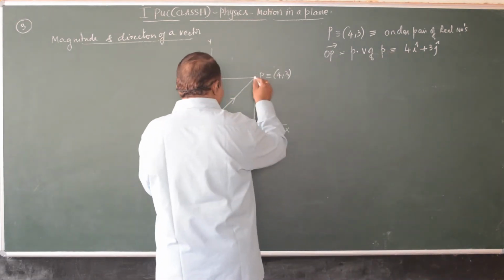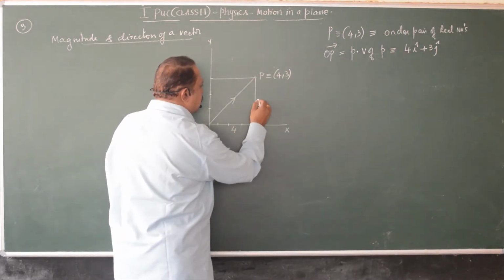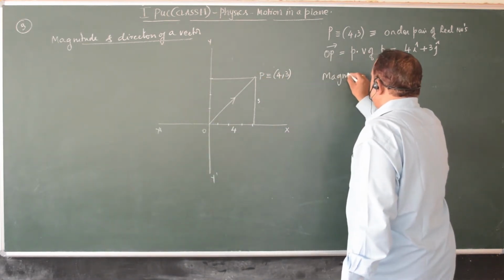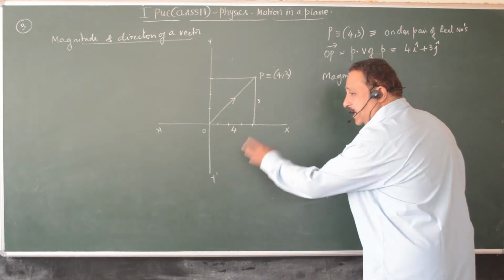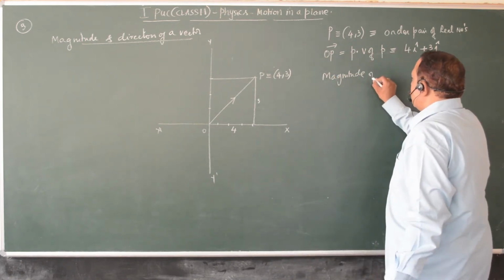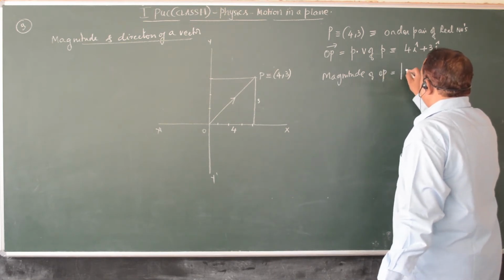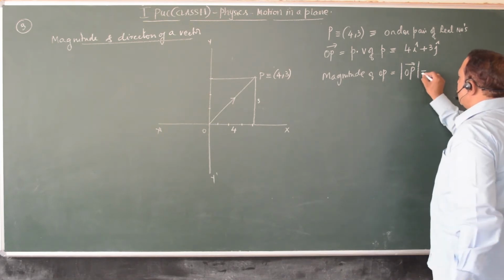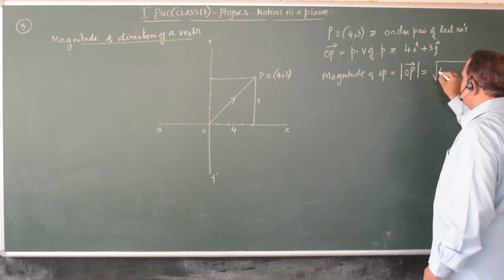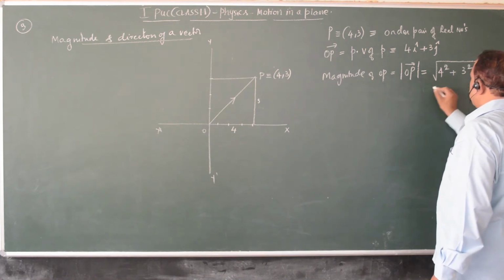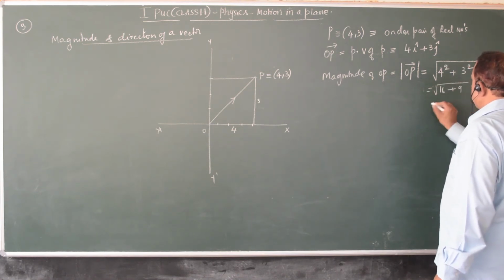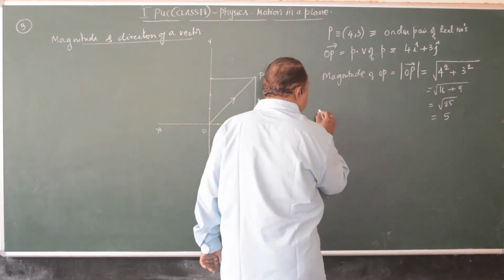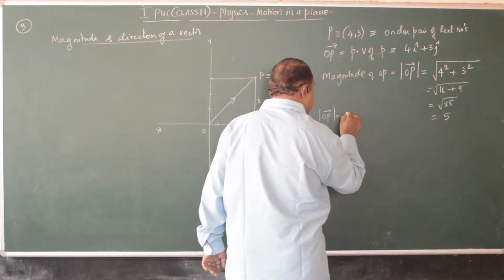Now what is the magnitude of this? See, this unit is 4 and this is 3. So what is the magnitude of OP? Magnitude, that is the length of the directed line segment O to P. Magnitude of OP is written symbolically within two parallel lines. You write the vector notation, magnitude of OP, and from Pythagoras theorem we can say that it is the square root of 4 square plus 3 square, that is root of 16 plus 9, that is root of 25, which is equal to 5. Now magnitude of OP is 5.